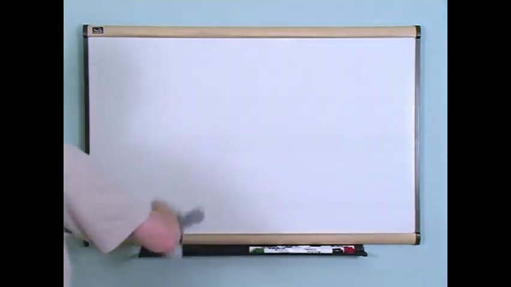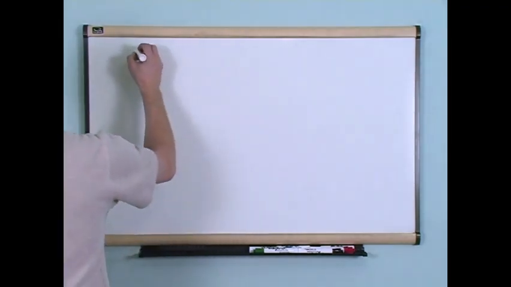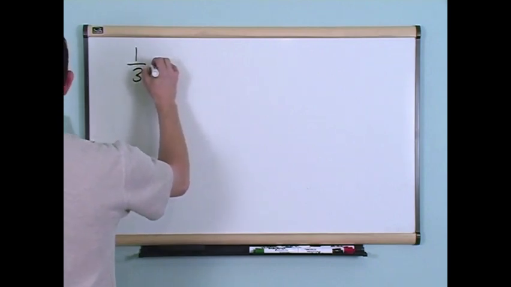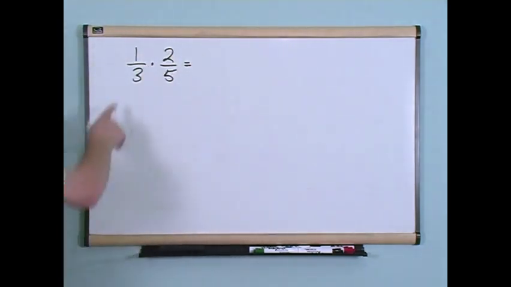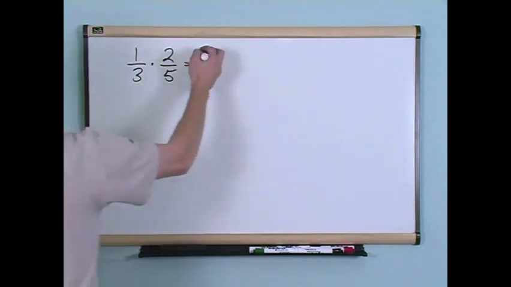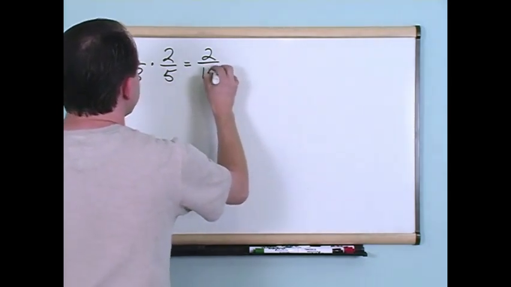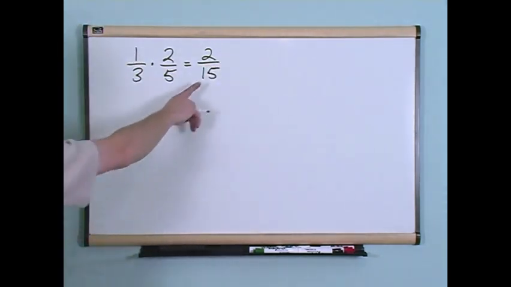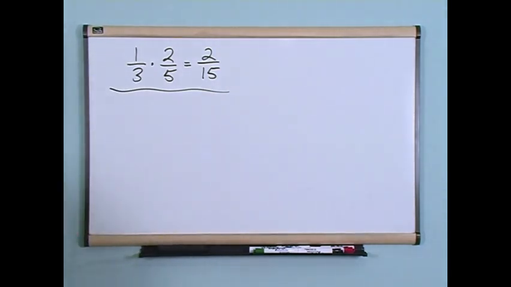And what we're going to do now is work a bunch of problems, and we're not going to draw any more pictures. We're just going to work through a bunch of problems to get some practice. What if you had 1/3 times 2/5? How would you do that? Multiply the top. 1 times 2 gives you 2. Multiply the bottom. 3 times 5 gives you 15. And don't forget to always check and see if you can simplify this. In this case, you can't simplify that anymore, so you're done.